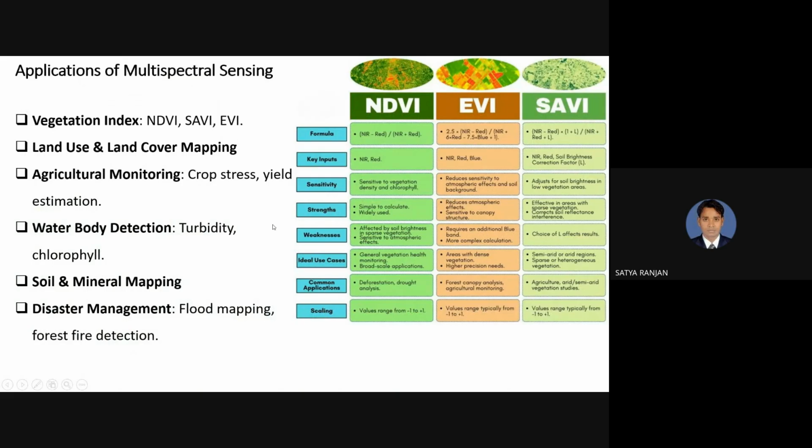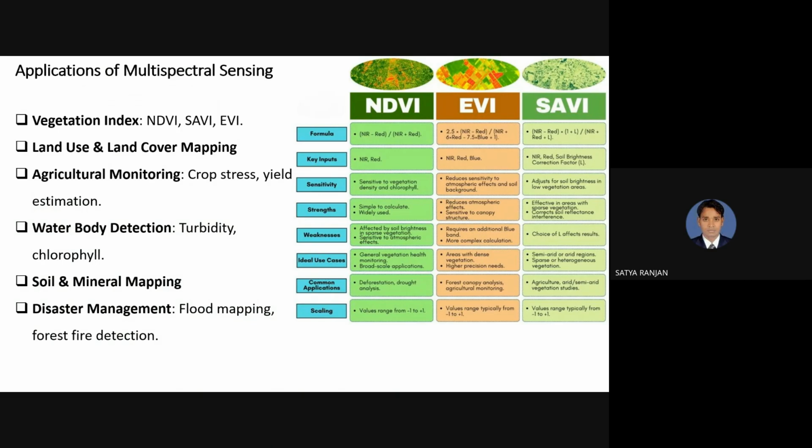Then applications of multispectral sensing. So different land use classifications and different indices are also calculated using different bands, like NDVI, SAVI, soil adjusted vegetation index, then EVI, enhanced vegetation index, and NDVI, that is normalized difference vegetation index. So basically, how are these indices used? Generally, they use the bands by mathematical calculation, and they give one result for different purposes.